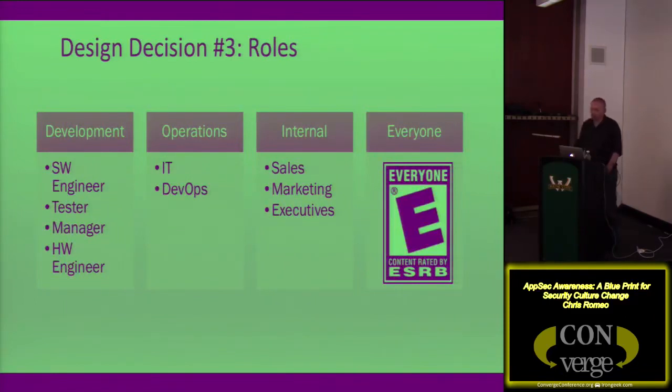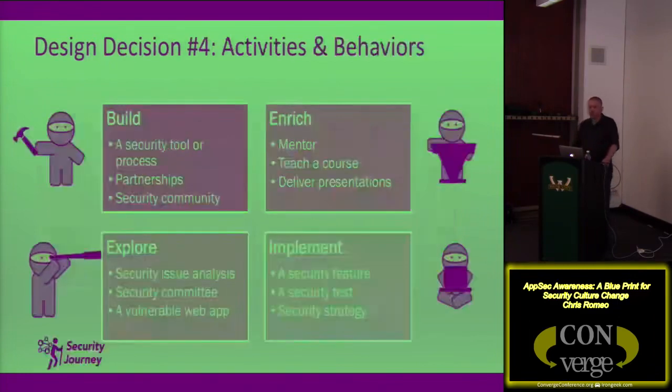And then from a roles perspective, you've got to figure out what roles you're going to capture in your program here. Are you just going to go after traditional software testers and managers? Maybe those are the three, usually the easiest ones to hit. But maybe you've got a DevOps function, or you've got IT or sales and executives that you want to cover. So you just have to figure out what roles you want to go after.